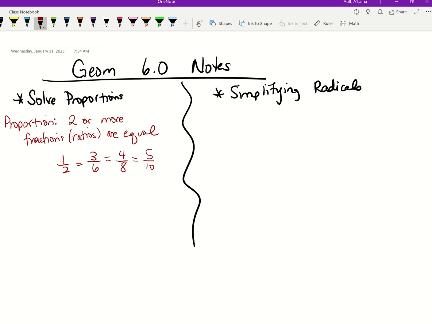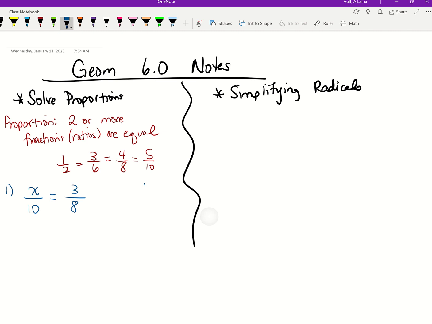Now, when we solve a proportion, we're solving for x. Here's an example. Let's say we have something like this. X over 10 is equal to 3 over 8. A lot of times these answers will be decimals. Don't stress if that happens. It doesn't mean you did the problem wrong. We're trying to find out what value of x would make these two fractions equal to each other.